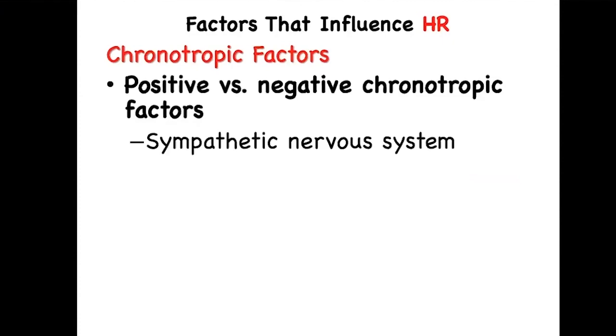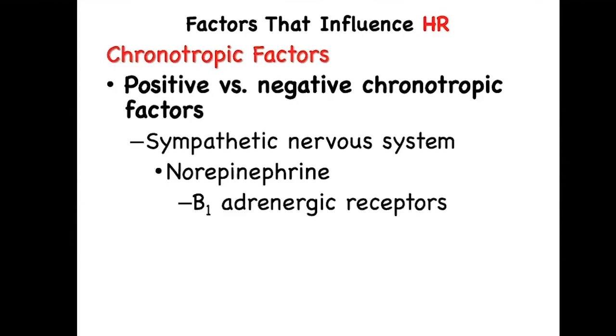The sympathetic nervous system will be a positive chronotropic factor. It's going to increase your heart rate. Again, the neurotransmitter is norepinephrine, and the receptors for the norepinephrine are beta-1 adrenergic receptors. Norepinephrine will increase the heart rate.